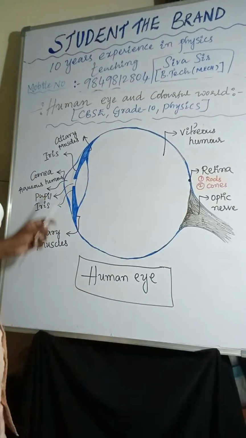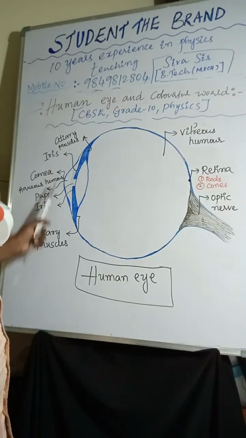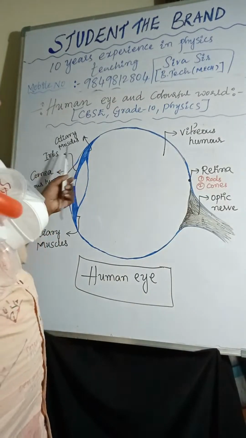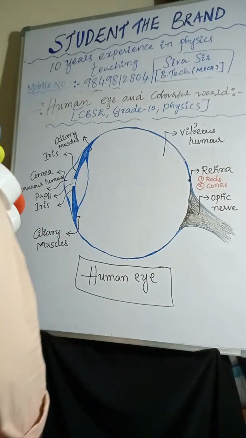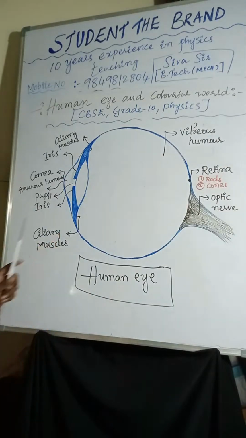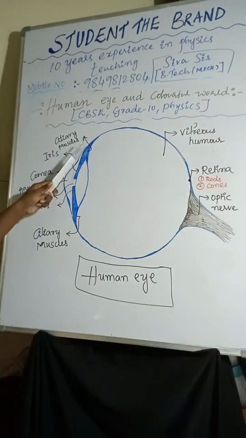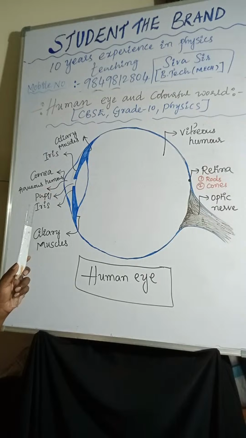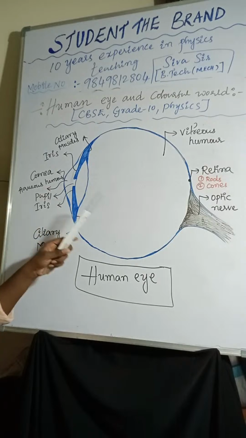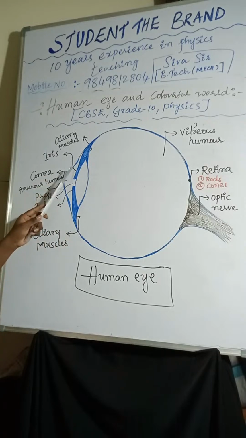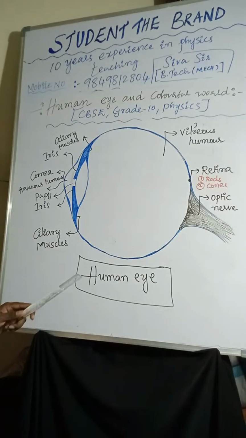Once again, cornea. Cornea is the frontal, protective layer of the eye. Most of the refraction takes place at the cornea. The ciliary muscles adjust the curvature of the eye lens to see nearby as well as far objects. Iris is a dark muscular diaphragm which controls the size of the pupil, and the pupil controls the amount of light entering into the eye.